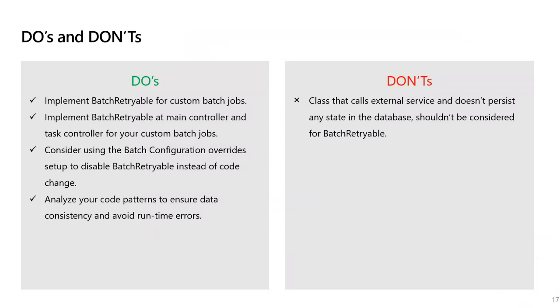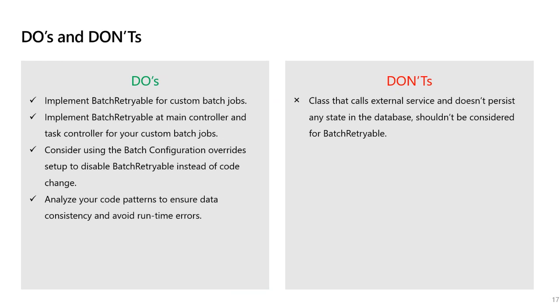Now, in terms of do's and don'ts, what we are asking is that you implement batch retrieval for all your custom batch jobs. Again, as we talked about, you need to implement for the main controller and your task controller. If you do it vice versa, or if you miss in any point, you'll see the behavior that we already spoke about. Again, if you implemented the batch retrieval and you encountered a problem, you don't need to go and make a code change. You can disable it from the batch configuration override form that Horst was showing in the demo.